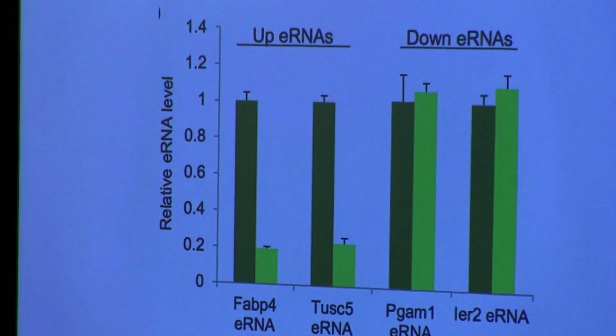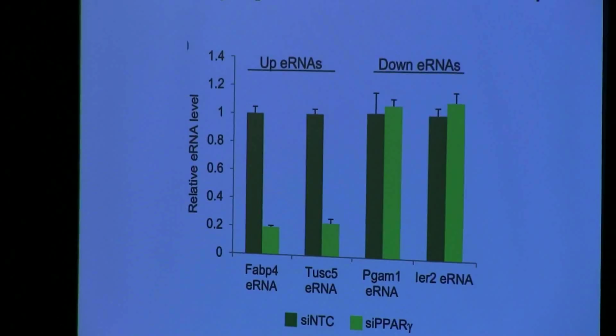And we did a knockdown experiment of PPAR gamma, which shows that the upregulated eRNA actually drops down. So that tells that the upregulation of eRNA is associated with PPAR gamma directly.